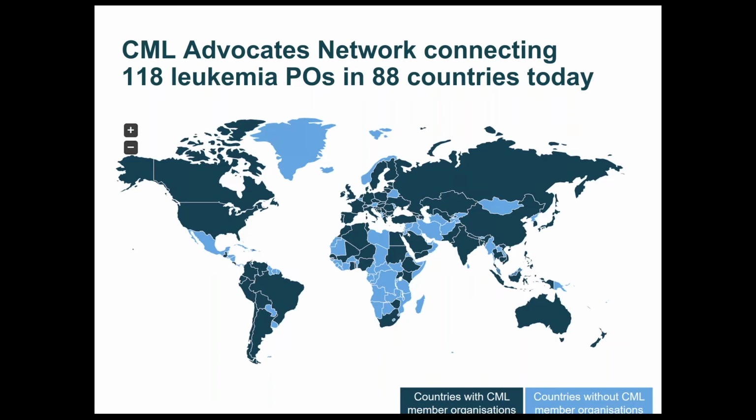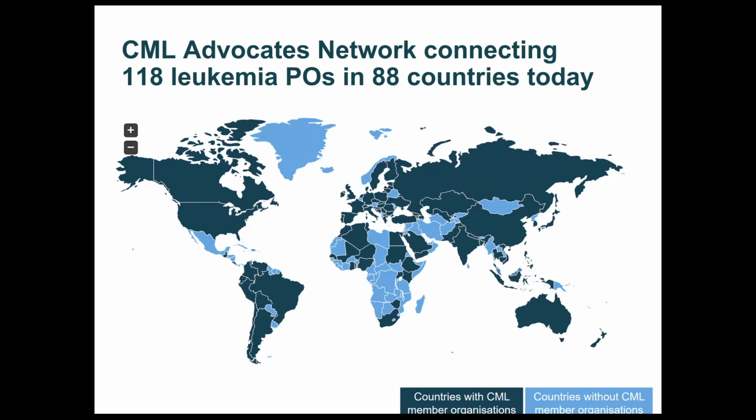And that basically led us years ago, in 2005, when CML was still a very different thing, to start with 4 organizations, a global network of leukemia patient organizations. Over the years, that's now grown to 118 leukemia patient organizations in 88 countries. You can see the countries we're covering with membership here in dark green. And we're growing strongly at the moment in Africa and other countries as well. So it is really a global network.